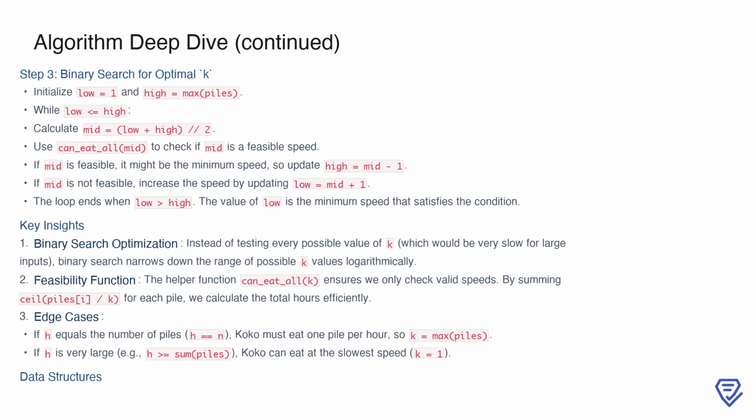The binary search continues until low exceeds high, at which point the value of low gives us the minimum speed that satisfies the condition. This approach is highly efficient. Instead of testing every possible value of k linearly, the range of potential speeds is halved in each iteration, resulting in a logarithmic reduction. The helper function ensures we only evaluate valid speeds by summing the time required for each pile, and edge cases like when h equals the number of piles or when h is very large are handled seamlessly. This combination of binary search and the feasibility function ensures both accuracy and efficiency.